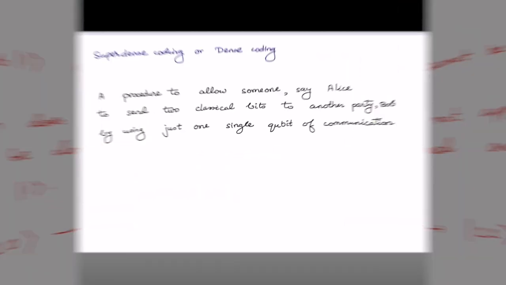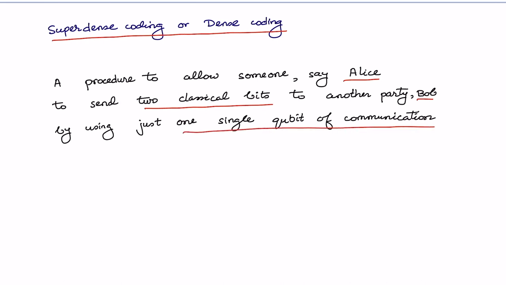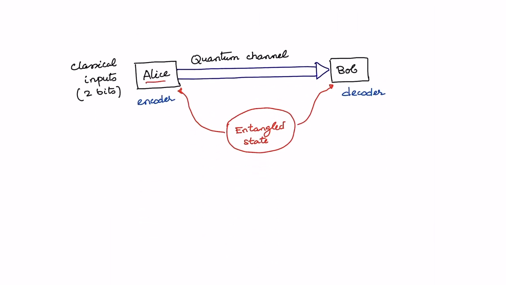Now we'll discuss our first application of quantum entanglement. We'll discuss superdense coding, or simply called dense coding. It is a procedure to allow someone, say Alice, to send two classical bits to another party, say Bob, by using just one single qubit of communication. In other words, Alice can transfer two classical bits to Bob by using a quantum channel. Here, Alice will be the encoder and Bob will be the decoder.